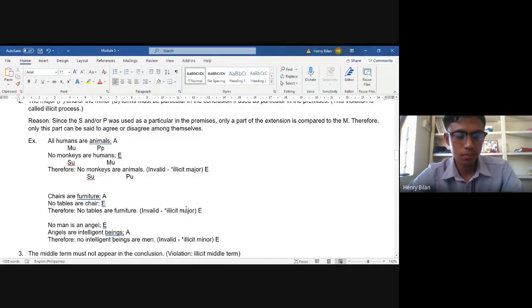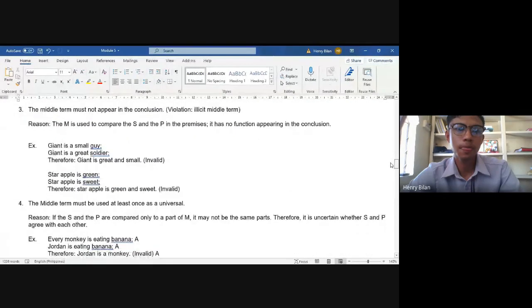Then, another example for illicit minor. No man is an angel. Angels are intelligent beings. Therefore, no intelligent beings are men. So, alin ba dito yung ating minor term? Intelligent beings. Universal siya dito sa conclusion. Pero pagpunta natin dito sa premise, ay particular siya. Again, dapat particular din siya sa conclusion kasi particular nga siya sa premise. Yun ang sinasabi ng rule number 2. So, illicit major and illicit minor.